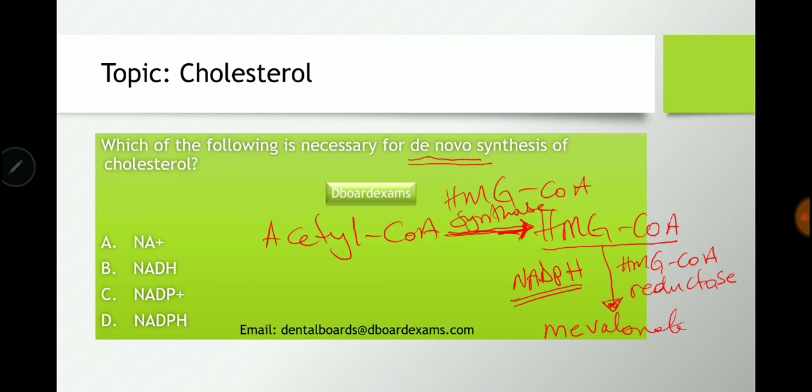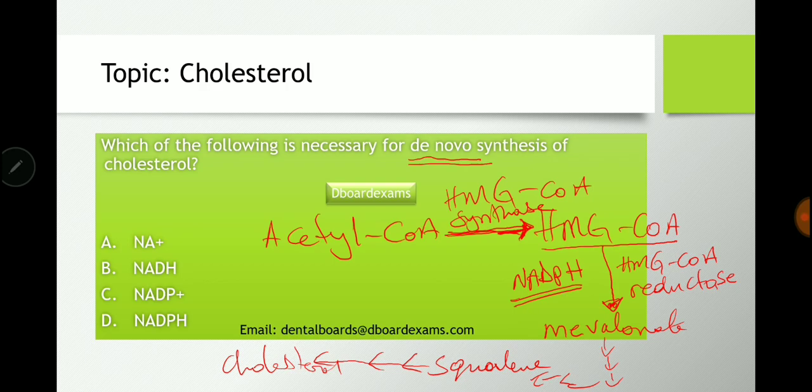Now, mevalonate is further converted after multiple steps. There are a lot of steps here. It's converted to squalene. Make sure you know squalene. That's the reason I'm writing it, because it's an important key. And then the squalene is further converted, after multiple steps, to cholesterol. So make sure you look at the biochemical pathway of how cholesterol is formed.